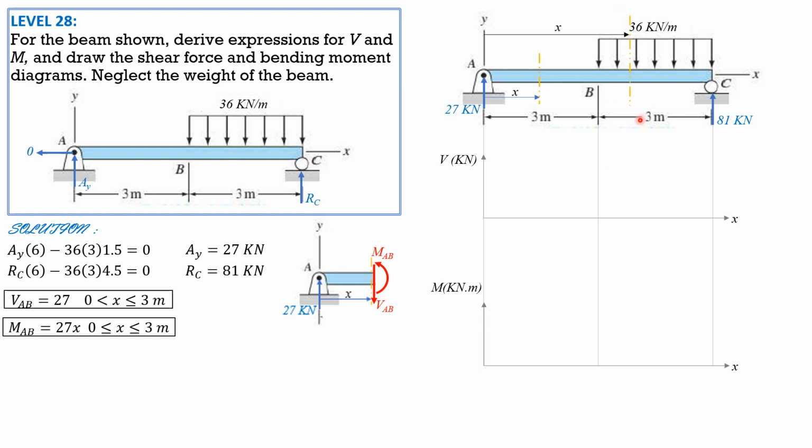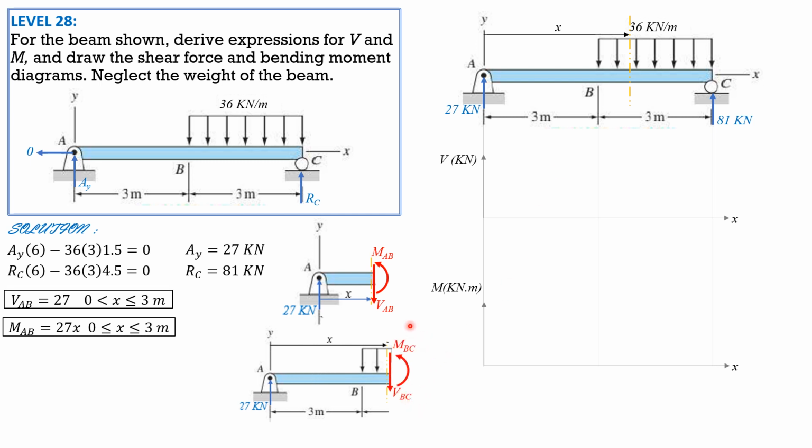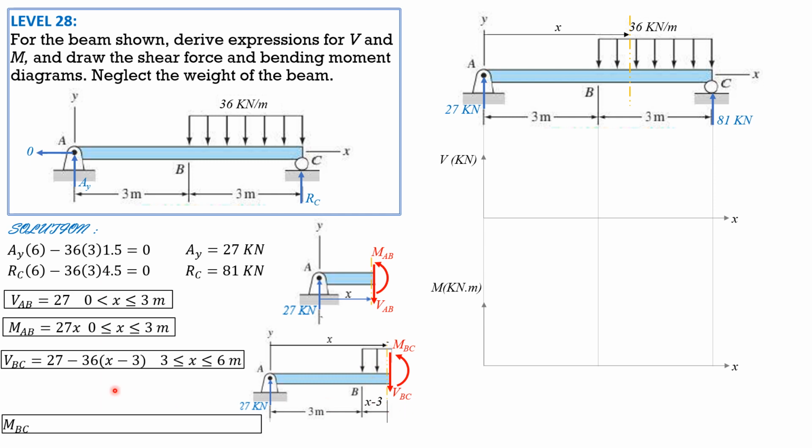Then for the next section, there are two segments of the beam where loading changes. So another change in loading here. So this is the last section, and we isolate it here. We have shear downward positive, then moment BC. Summation of forces in y equals 0, so shear BC is 27 minus 36 times quantity x minus 3, where this distance is x minus 3 as shown. We may simplify that or leave it that way.